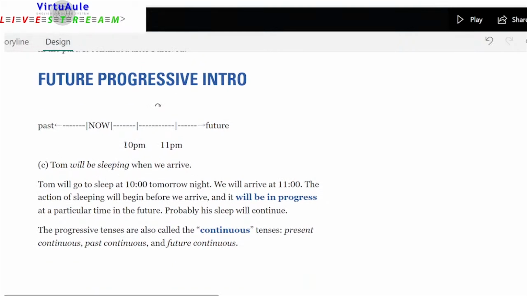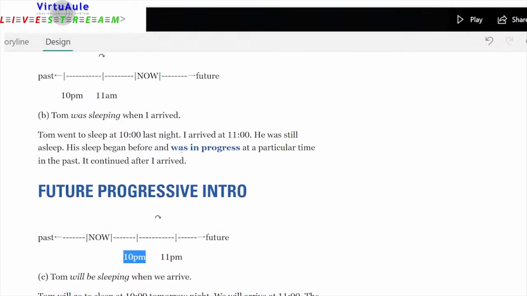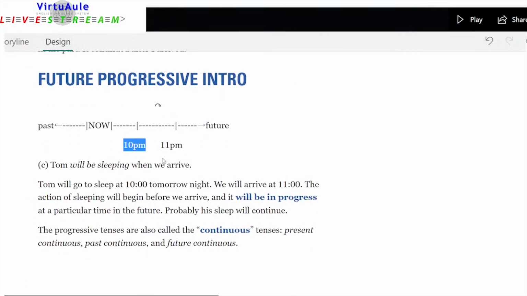All right, Tom will go to sleep at 10 p.m. tonight or tomorrow night. We will arrive at 11 p.m. Tom, we will arrive at 11 p.m. The action of sleeping will begin before we arrive. It will be in progress at a particular time in the future. Probably his sleep will continue. So, started at 10, we arrived at 11.